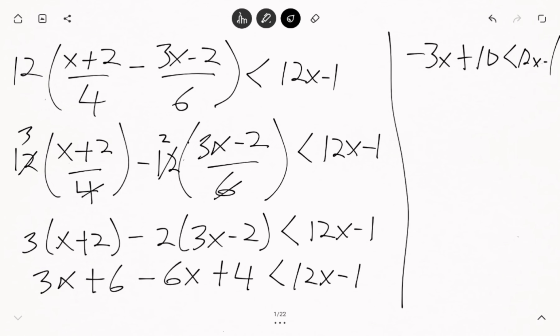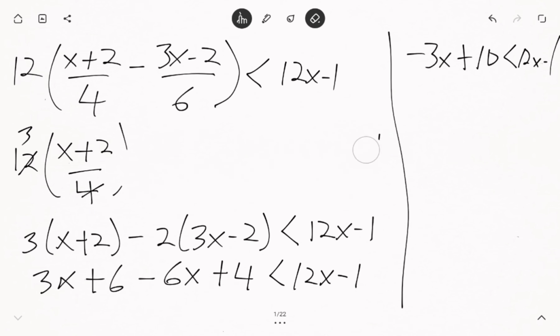Okay, so let me get more space so that we can actually see what we are doing more.